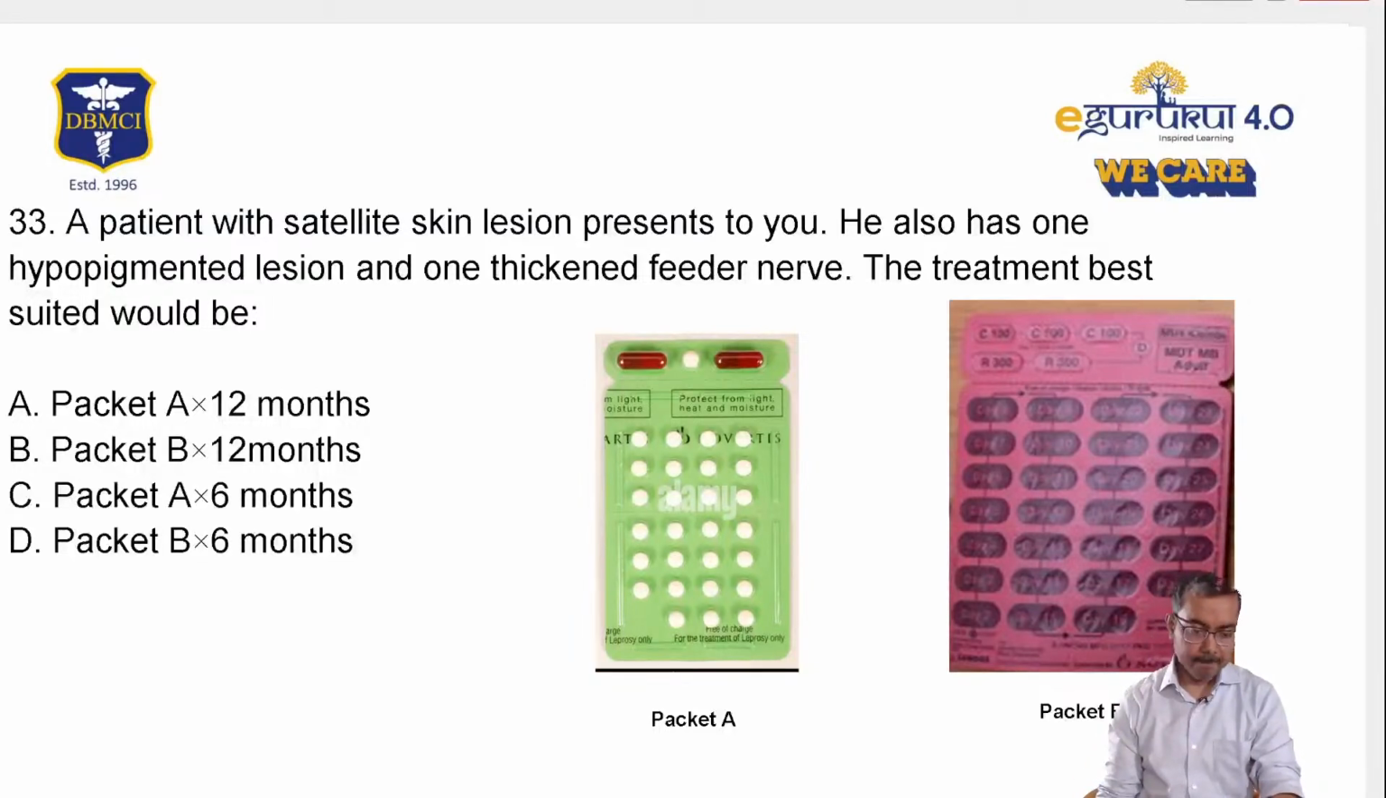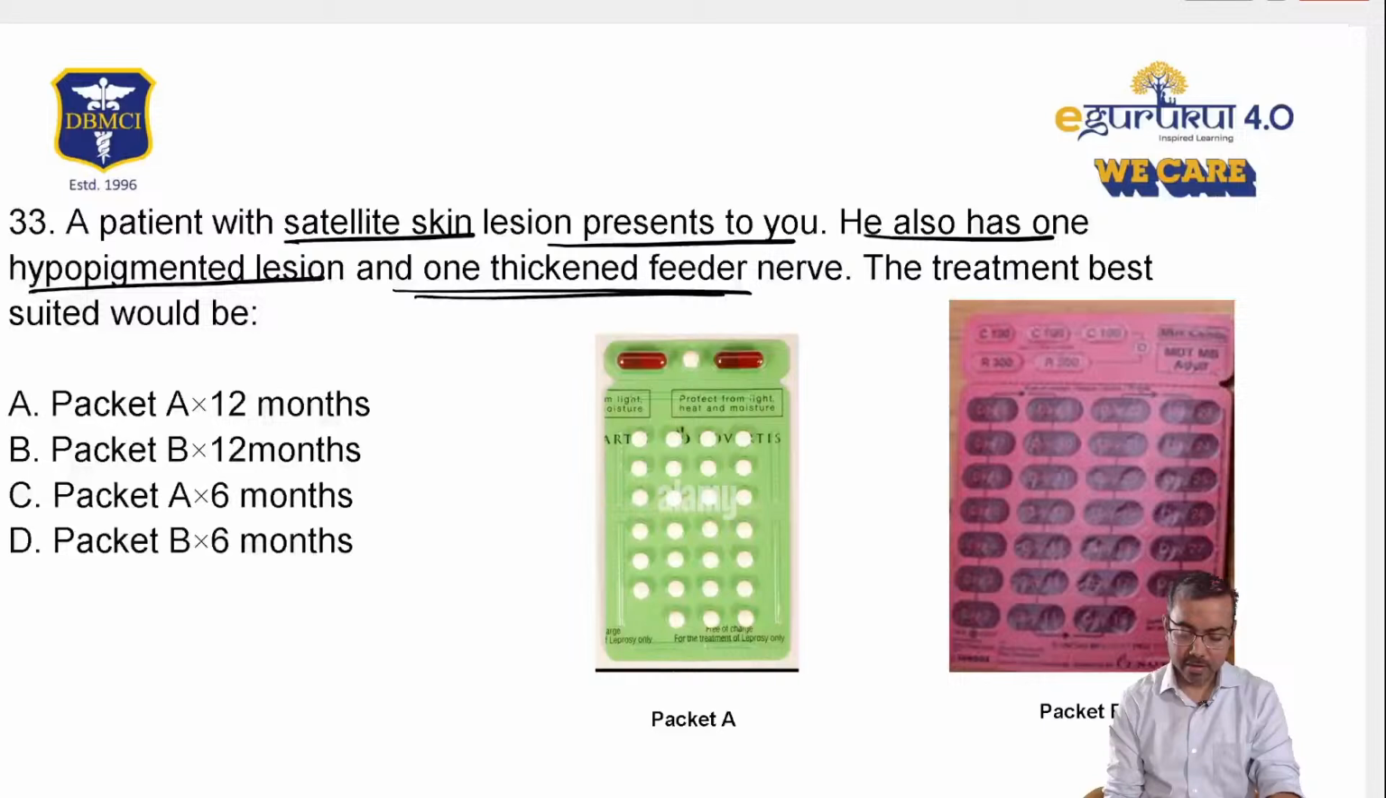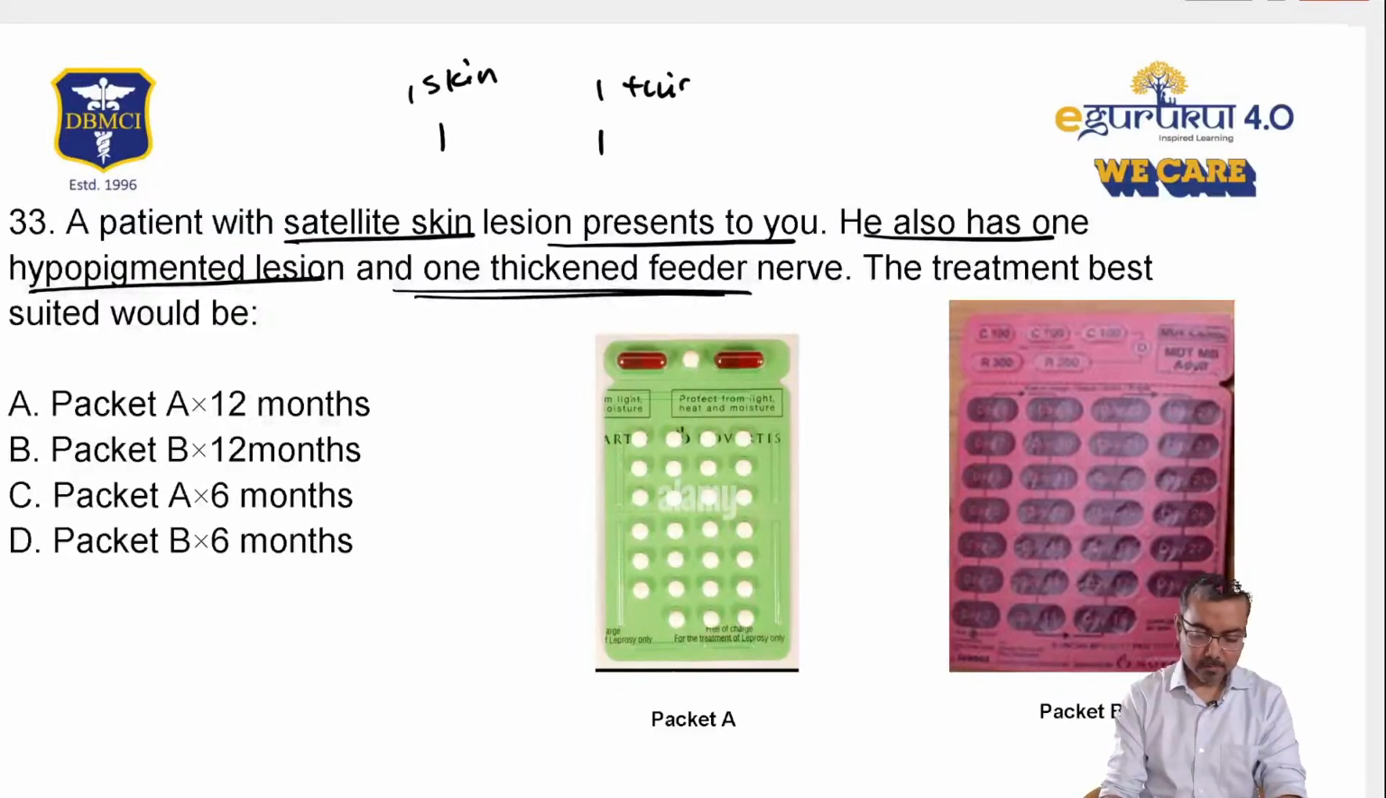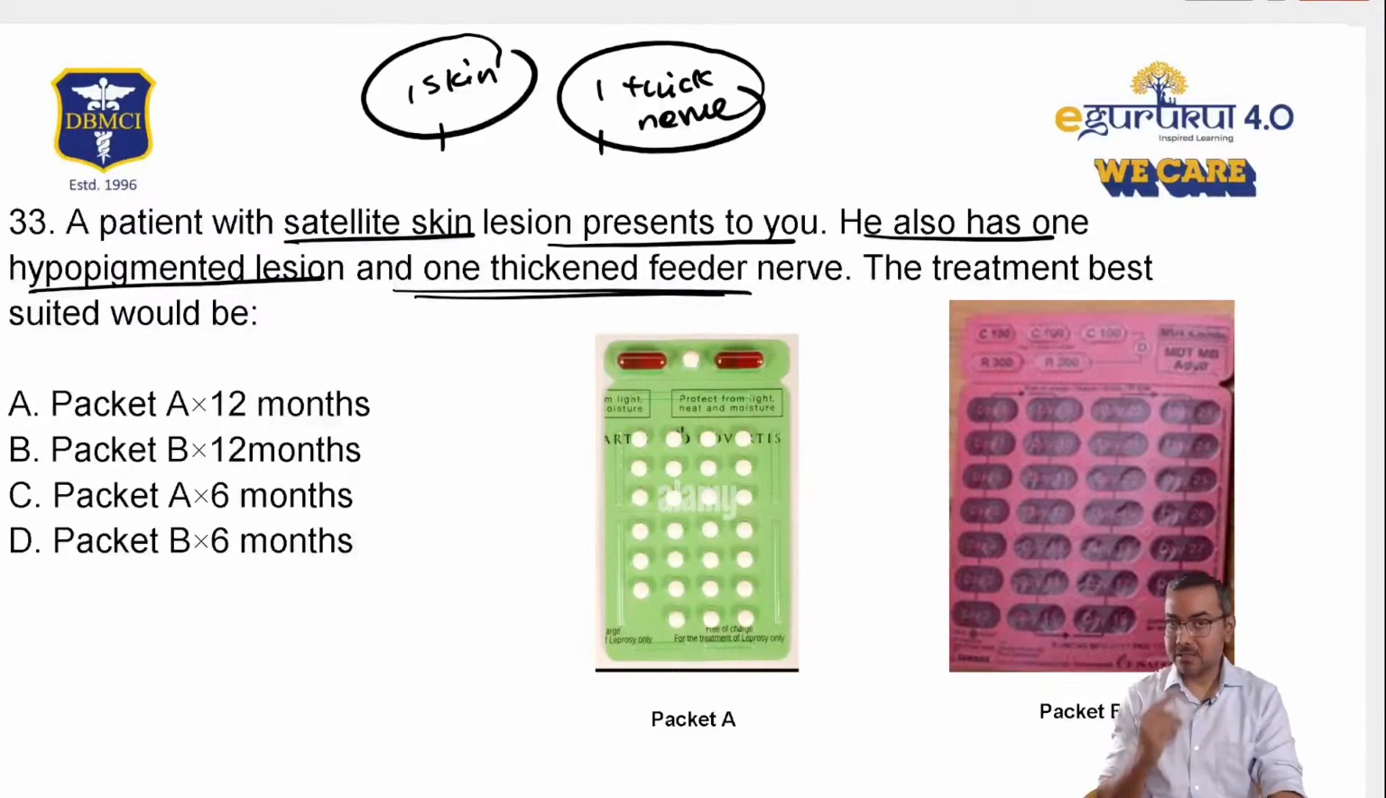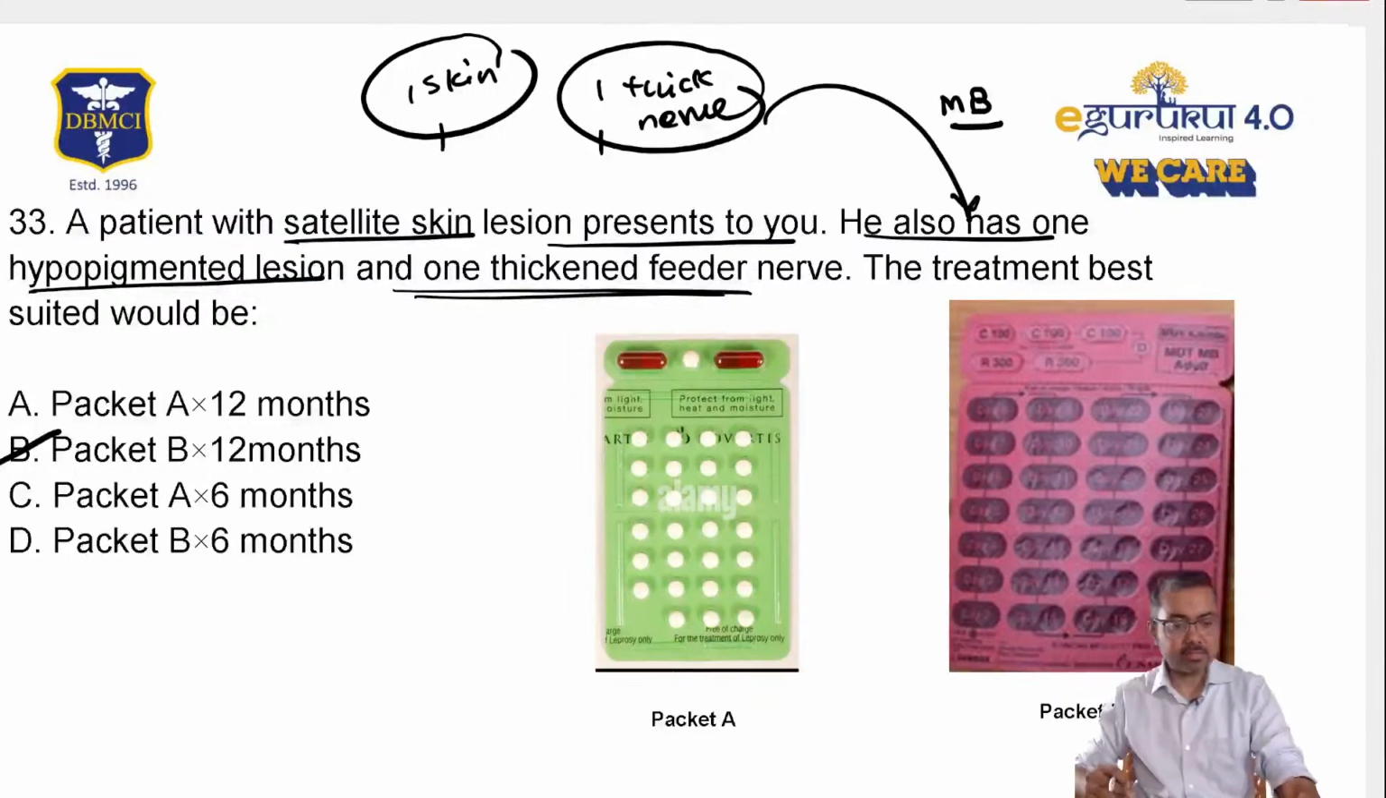Okay, Vijay? A patient with satellite skin lesions presents to you. He also has one hypopigmented lesion and one thickened feeder nerve. So one skin lesion and one thick nerve. According to the old guidelines, this should usually be paucibacillary. But according to the new guidelines, it's going to be multibacillary. So it's going to be option B. Okay, this is multibacillary. I hope you know the new guidelines.